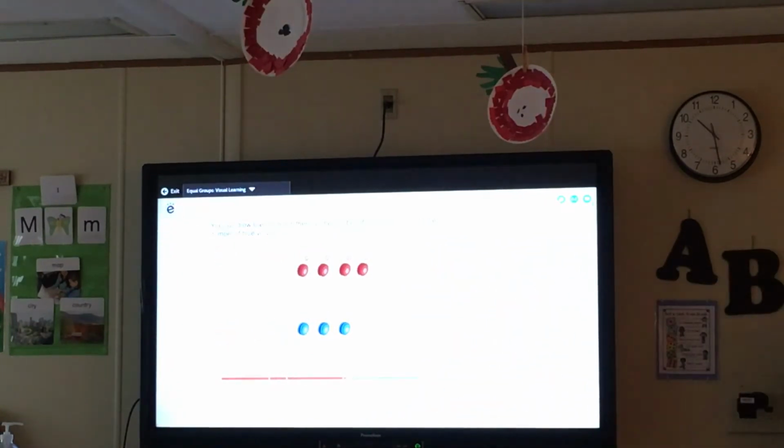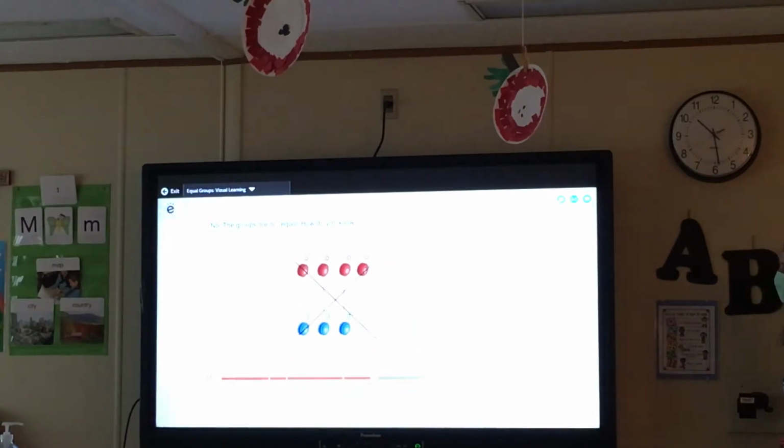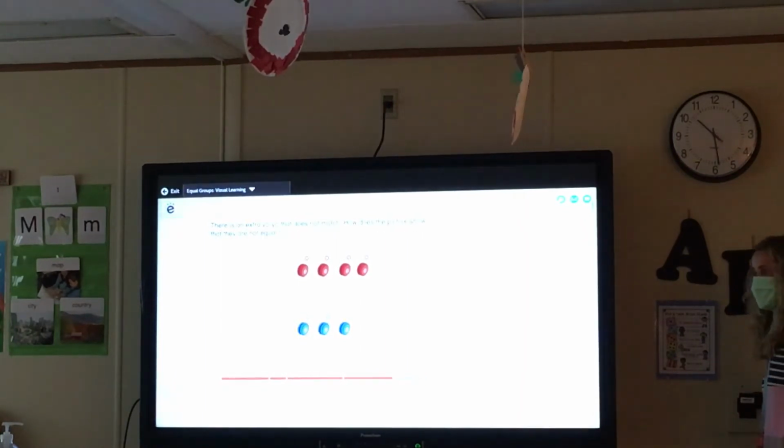You can draw lines to match them. Is the number of red yo-yos equal to the number of blue yo-yos? No. No, it's not. Very good. No, the groups are not equal. How do you know? Because we matched them, right? There is an extra yo-yo that does not match. How does the picture show that they are not equal? There's not another blue one.